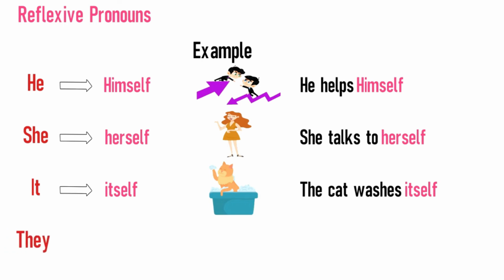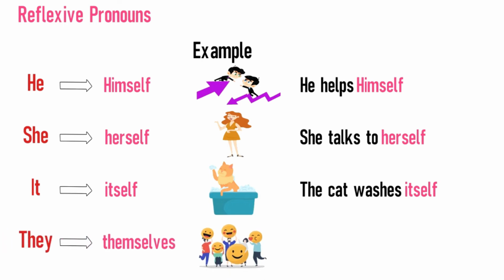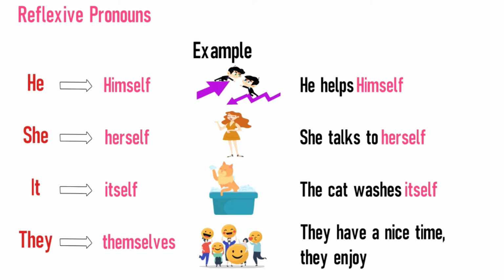Finally, with they, I say themselves. I see here a group of people, they have a good time, so I say they have a nice time, they enjoy themselves. I don't say they enjoy them. No, this is wrong. They enjoy themselves.